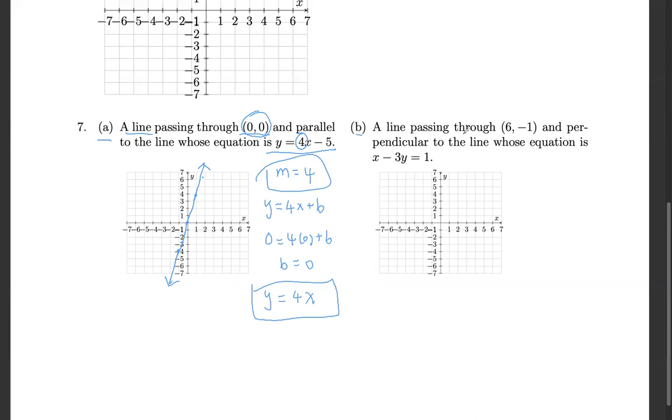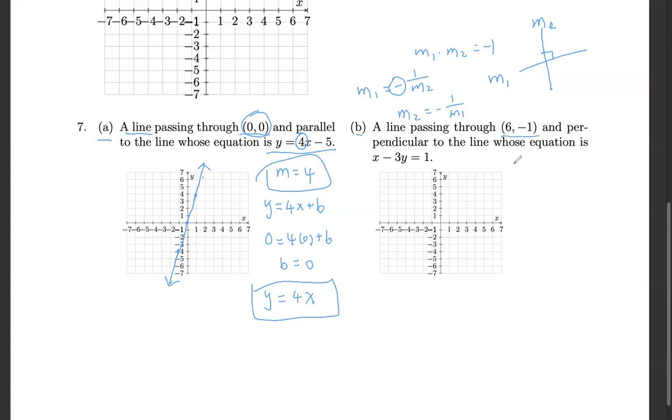So for B, it's perpendicular. Two perpendicular lines means they form 90 degrees. So if this one has slope M1, and this one has slope M2, M1 times M2 equals negative 1. Or M1 equals negative 1 over M2. Similarly, M2 equals negative 1 over M1. So for two lines perpendicular to each other, we multiply the slopes, we get negative 1. Or one slope is the opposite inverse of the other.